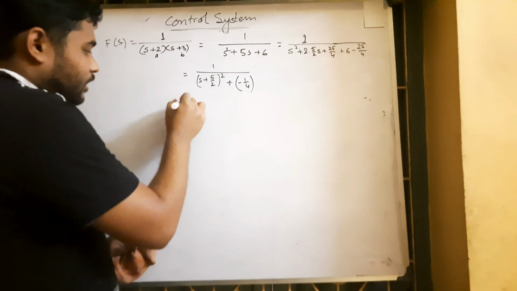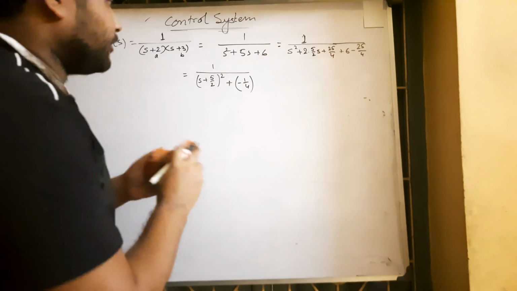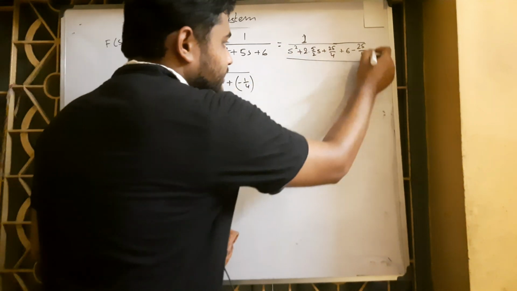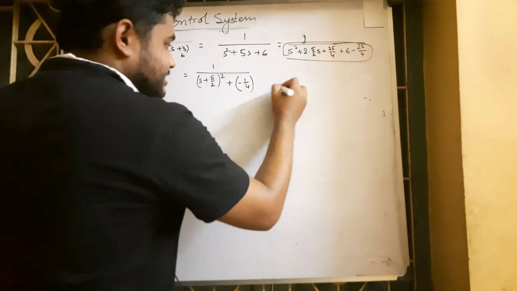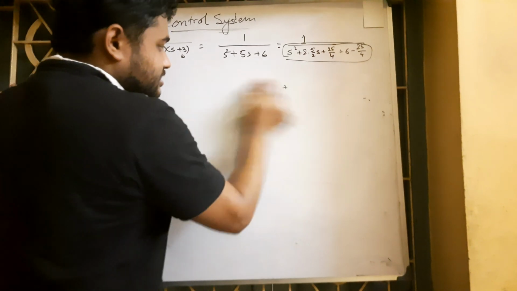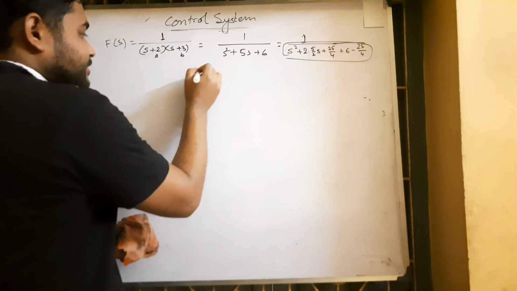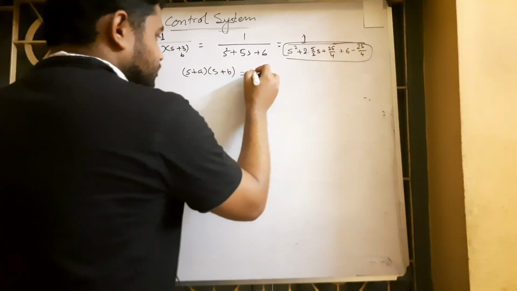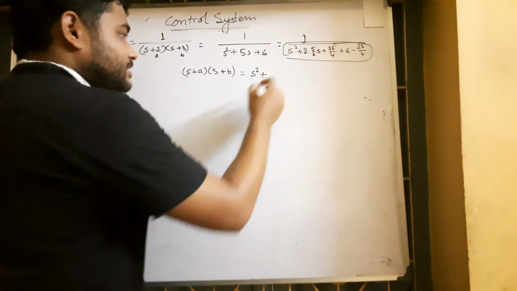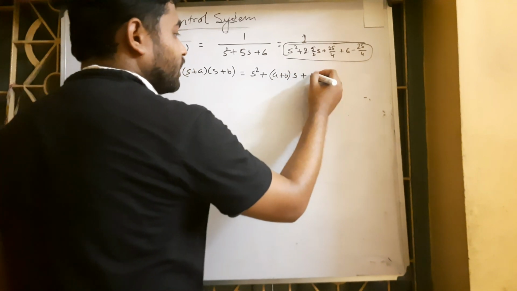Okay, now 1 by s plus A, s plus B. So the problem is within the denominator, so let me consider only the denominator. Let me just remove this one because we don't need those values. s plus A into s plus B. This is my denominator. So it is giving me s square plus (A plus B) into s plus AB.